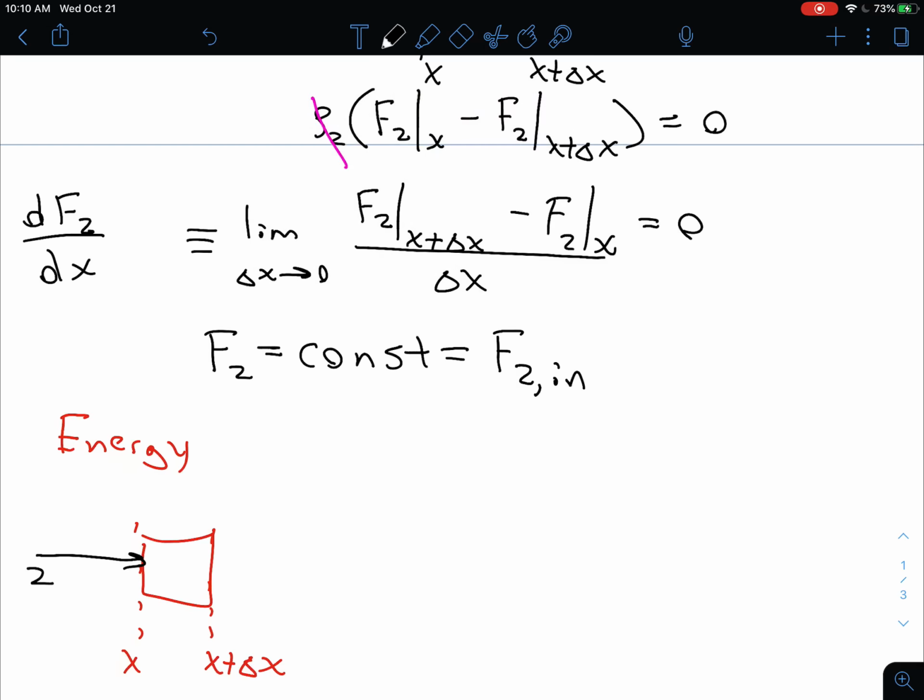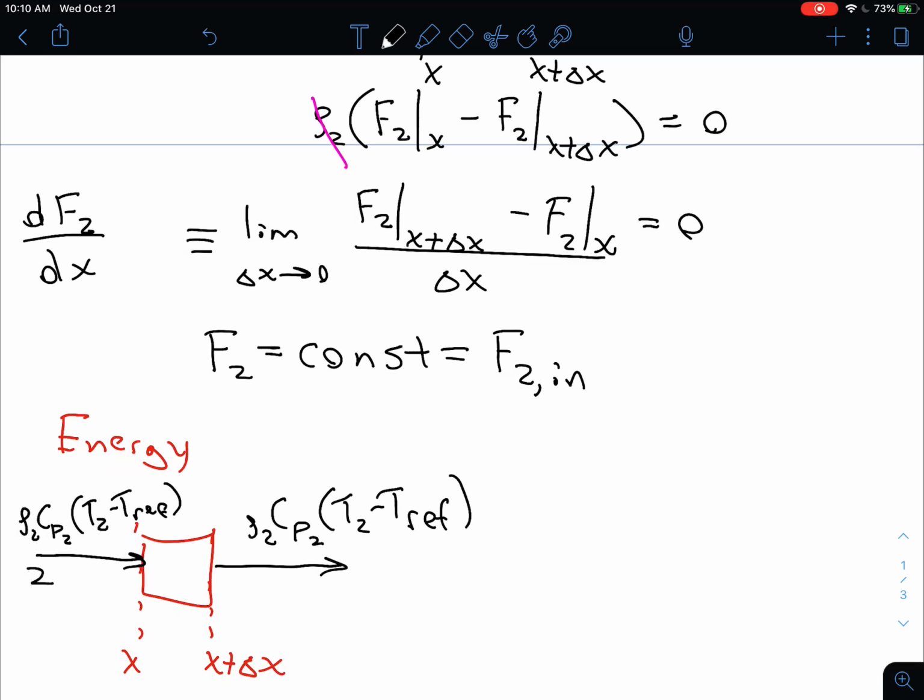Because this is stream 2, we have the internal energy of the fluid, right? So the internal energy is going to be rho 2 Cp2 times T2 minus Tref. And this is going to occur at x. You're going to have the same equation, rho 2 Cp2 T2 minus Tref, occurring at x plus delta x.